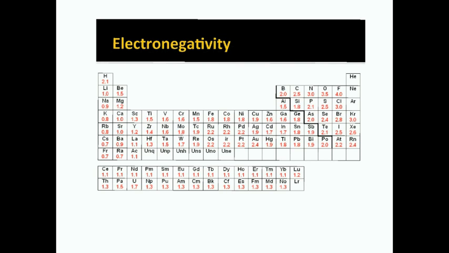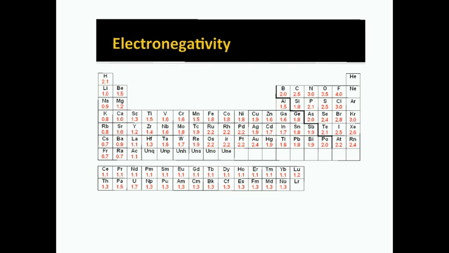Remember, electronegativity is defined as the ability of an atom to attract electrons to itself when it's bonded to another atom. So for example, when fluorine is bonded to another atom, because fluorine is highly electronegative, it's going to have a high tendency to want to steal electrons.